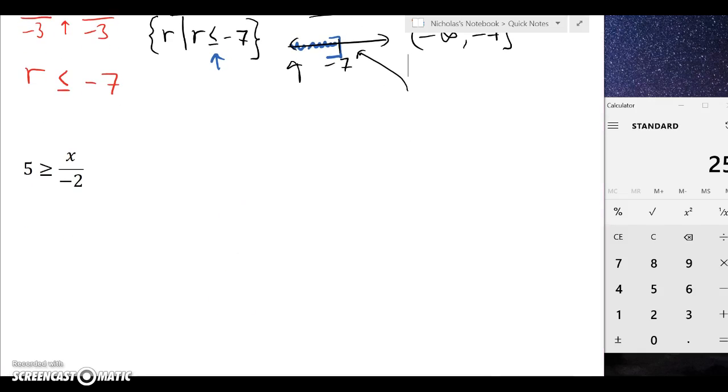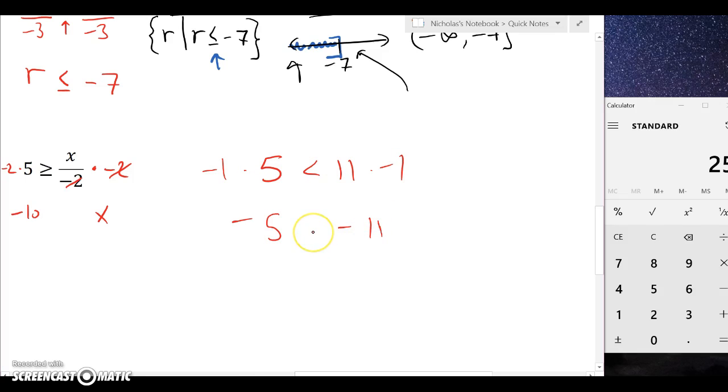5 is greater than or equal to x divided by -2. Remember, the fraction bar stands for division. The opposite of division is multiplication. So I'm going to multiply both sides by -2. Over on this left-hand side, we're going to have -10. On the right-hand side, these are going to cancel out, and we're just going to have x. But remember, if I had something like 5 and 11, it's opening this way. When I multiply both sides by a negative, we'll see what happens.